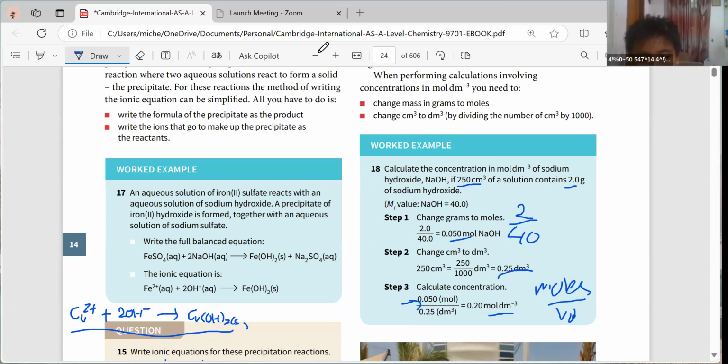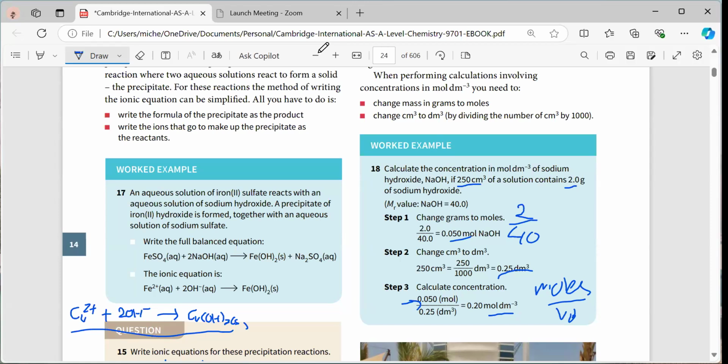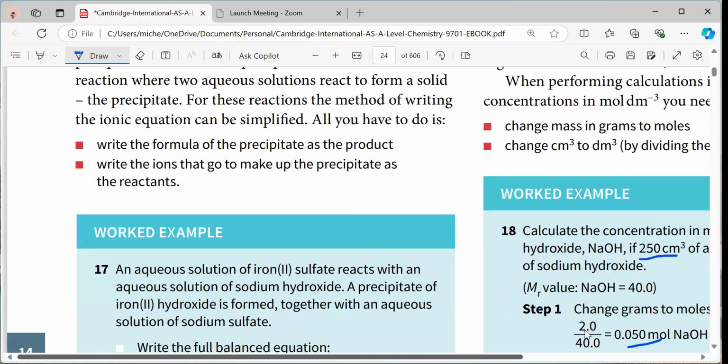How could the answer be 0.20 mole dm negative? Okay, so why is it -3? Well, this is not negative, right? Is that what you're trying to refer to? Okay, I'm going to zoom this out. Hold on.